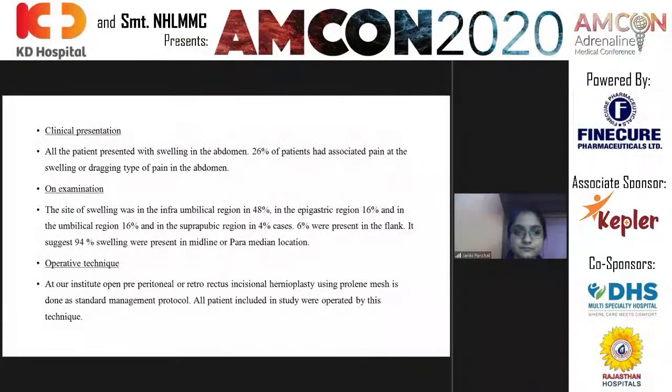Clinical presentation. All patients in the study presented with swelling in the abdomen, and 26% also had pain in the swelling. On examination, the most common site was the infraumbilical region, 48%, and next were the umbilical and supraumbilical regions. Operative technique: all the patients in my study were operated by open preperitoneal retrorectus incisional hernioplasty as a standard management protocol.